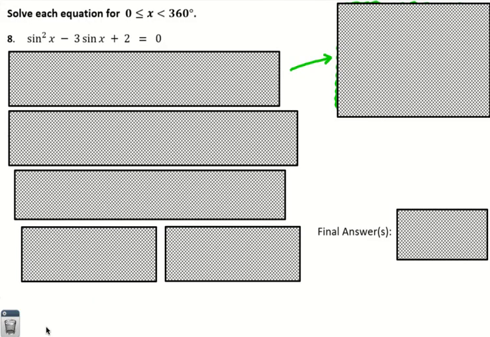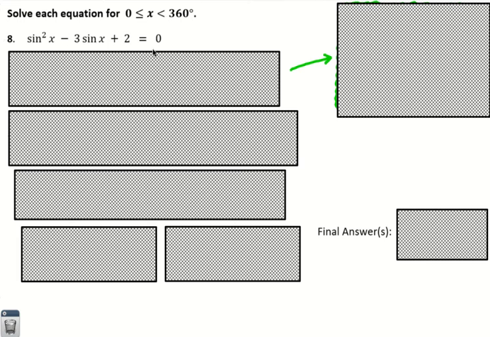Getting to number 8. This is where we get into section 2.5. Solving for x. Solving trigonometric equations. Notice the interval that we want you to keep your answers within for x.